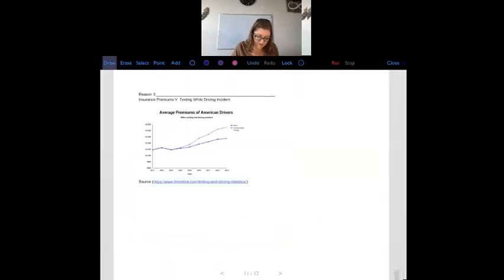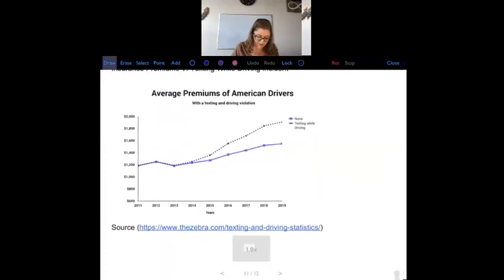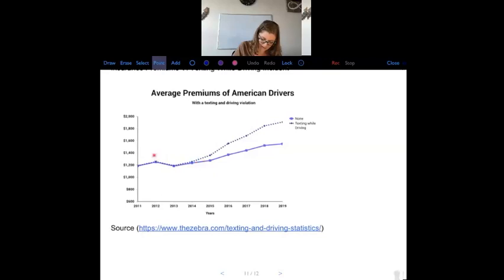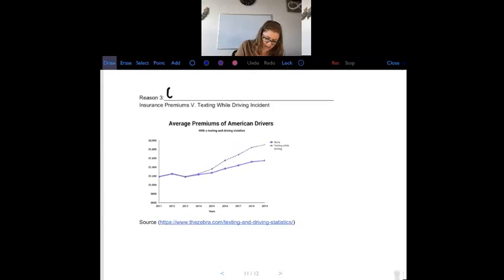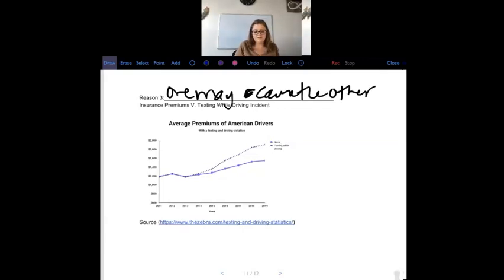And then the last reason is one might actually cause the other. Here we have a graph showing that the insurance premiums of people who text while driving is going up over time, while those, I guess, who are not texting and driving, are not. This is a case where one may cause the other. So 3 reasons for correlation: coincidence, same underlying cause, or it might be true that one causes the other one.